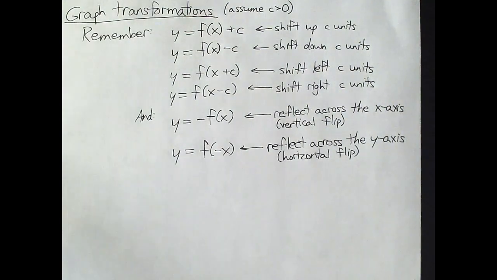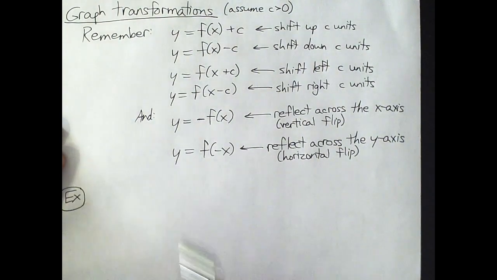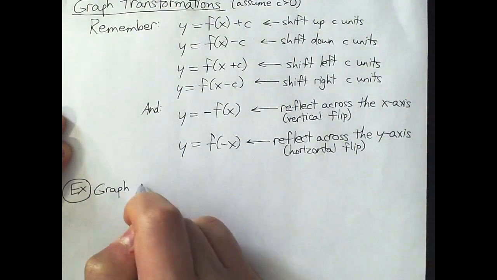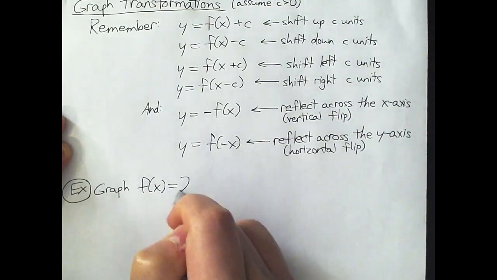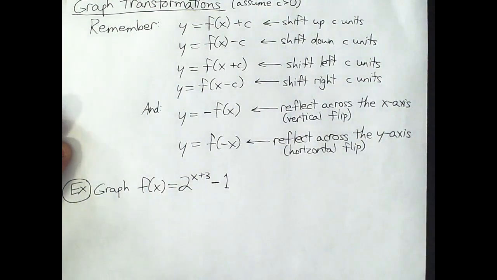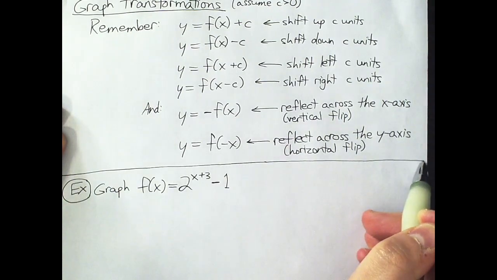And we can also combine these. We could have a graph that's shifted up or down, left or right, maybe flipped vertically, all of that happening together. So I'll show you an example problem. Here's one type of thing that you could get asked. Let's graph f of x equals 2 to the x plus 3, minus 1.